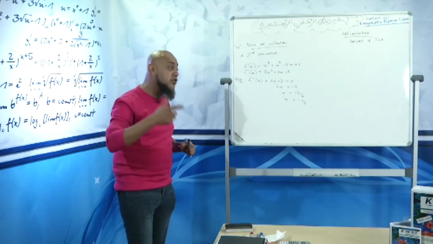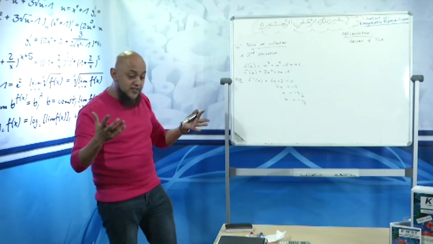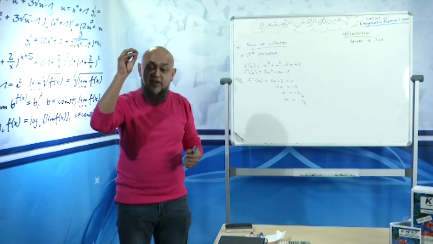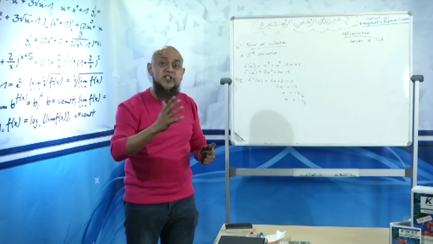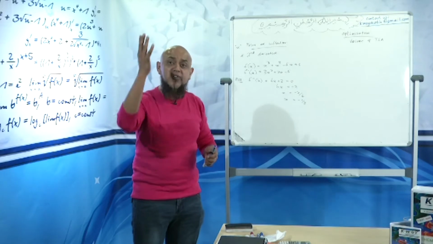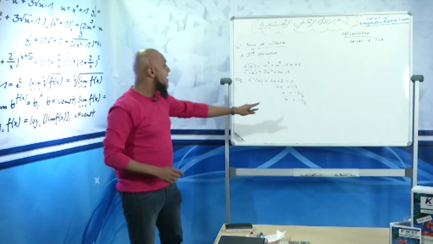Now let me explain. What is the point of inflection? It is the actual point on the graph where the graph changes from concave down to concave up, or from concave up to concave down. That is it: minus a third.